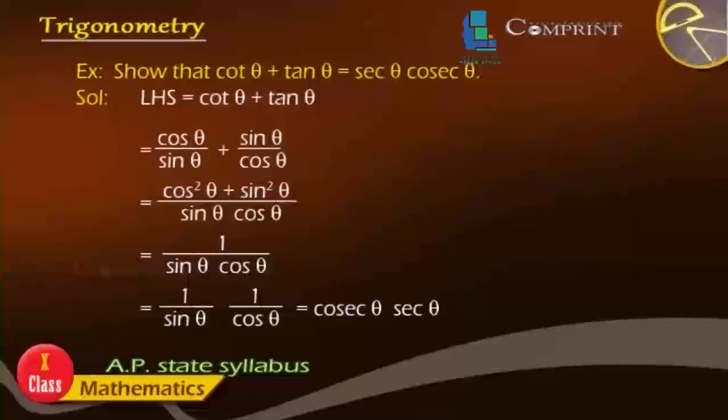Example: show that cot θ + tan θ = sec θ cosec θ. Solution: LHS = cot θ + tan θ = cos θ/sin θ + sin θ/cos θ = (cos² θ + sin² θ)/(sin θ cos θ) = 1/(sin θ cos θ) = 1/sin θ × 1/cos θ = cosec θ sec θ.